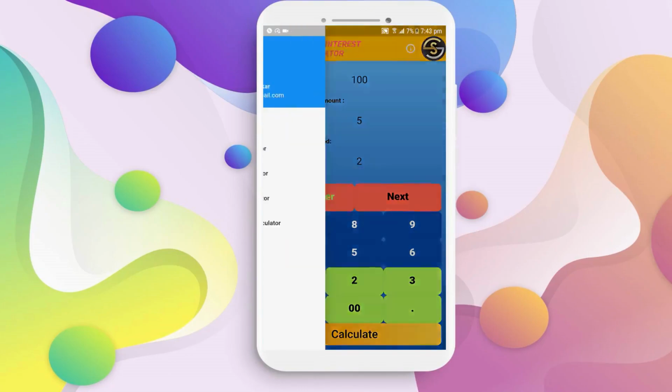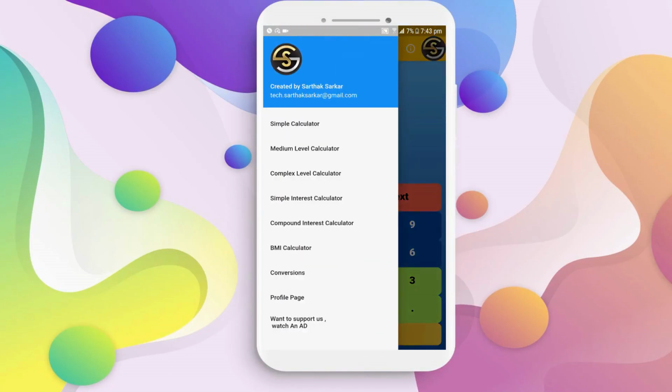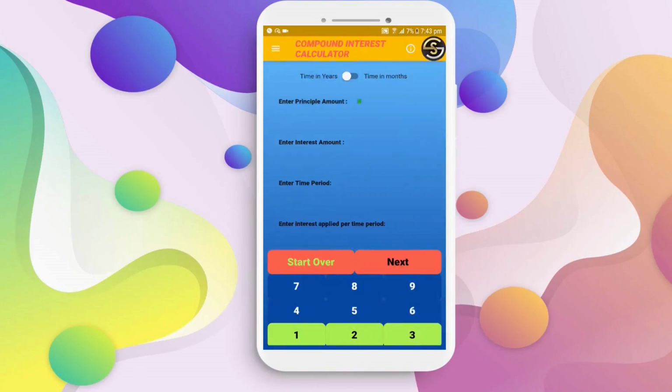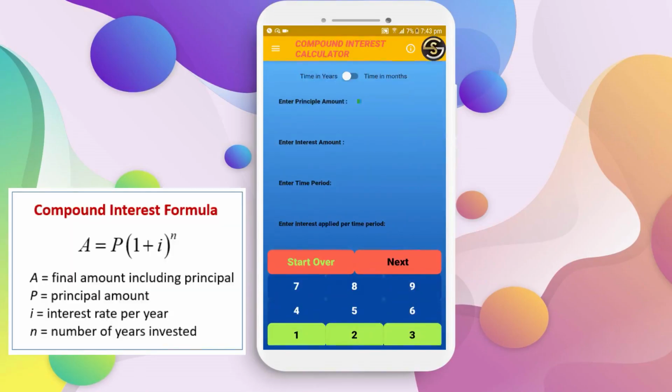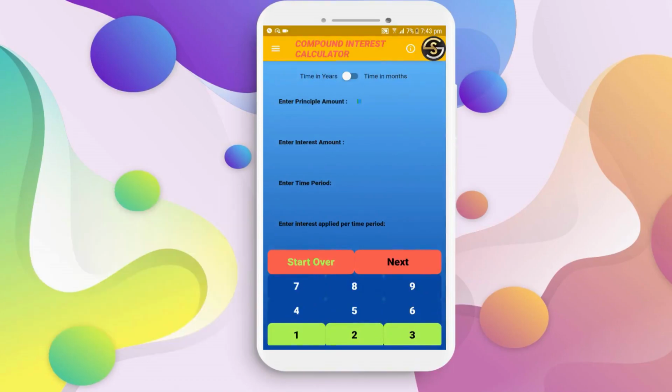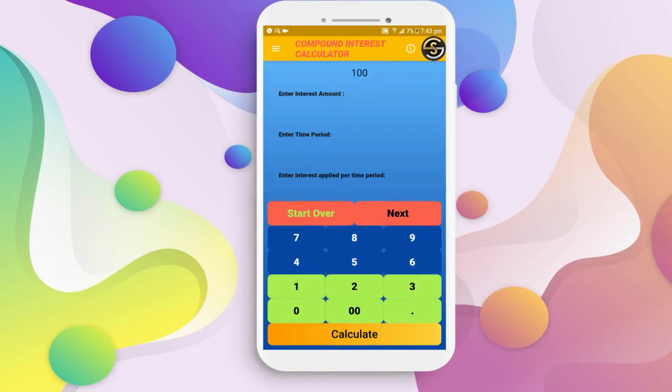Now moving on to the next type of calculator, which is the compound interest calculator. We are using the formula shown on the screen. Again, you get a chance to select between the time in years or the time in months. For demonstration, I'll be using the time in months this time. Let's take the same principal amount of 100, interest rate of 5, time period of about 2 months, and the interest applied per time period, which is n in the given formula, let's take 4.